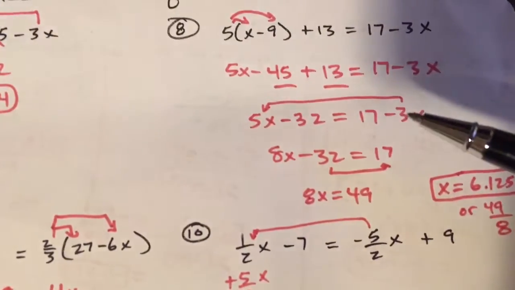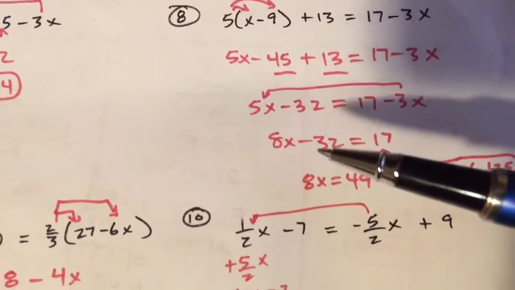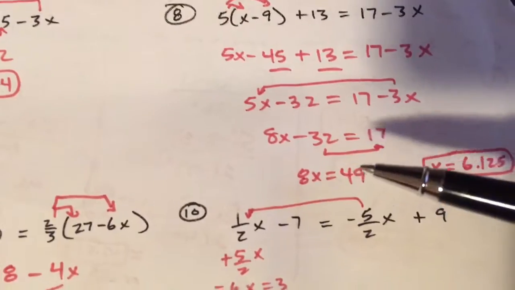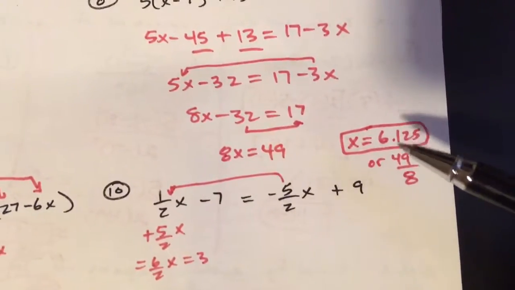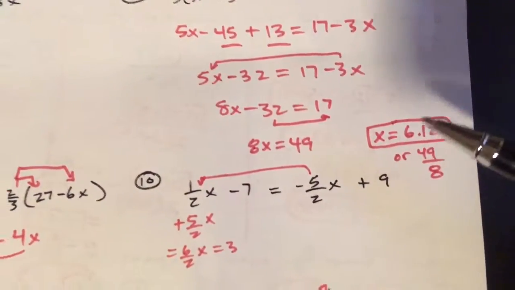Combine like terms. Add 3x to both sides. Add 32. 8x is 49. You get 6 and an eighth is your answer. Either of those is fine.